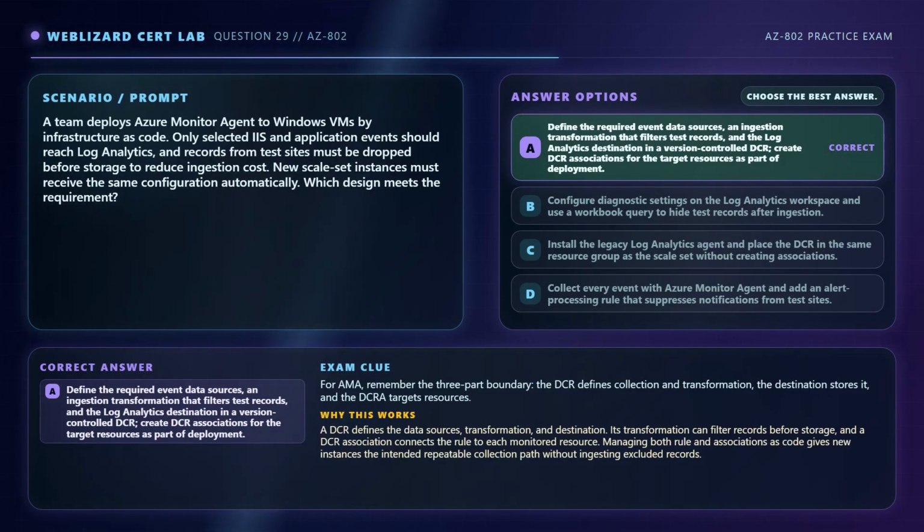A DCR defines the data sources, transformation, and destination. Its transformation can filter records before storage, and a DCR association connects the rule to each monitored resource. Managing both rule and associations as code gives new instances the intended repeatable collection path without ingesting excluded records. For AMA, remember the three-part boundary. The DCR defines collection and transformation, the destination stores it, and the DCRA targets resources.